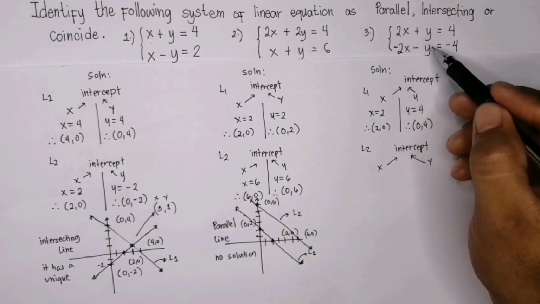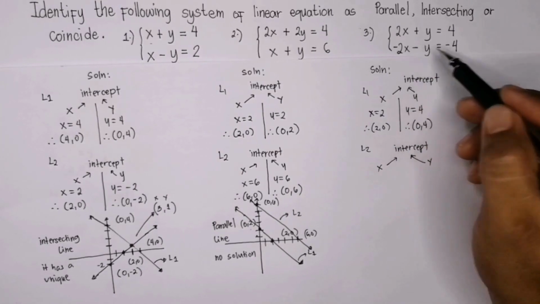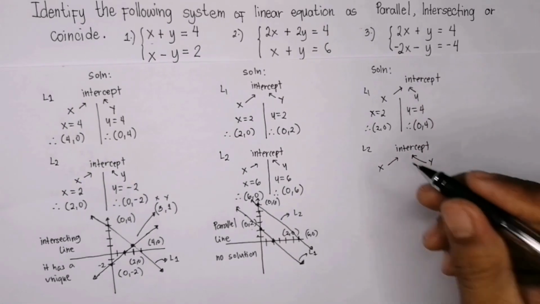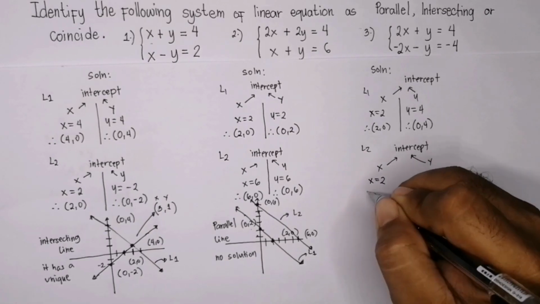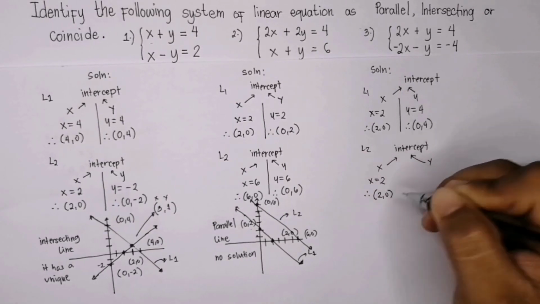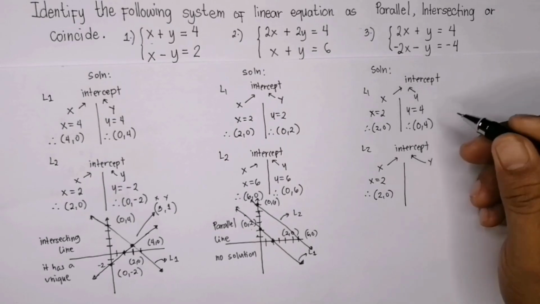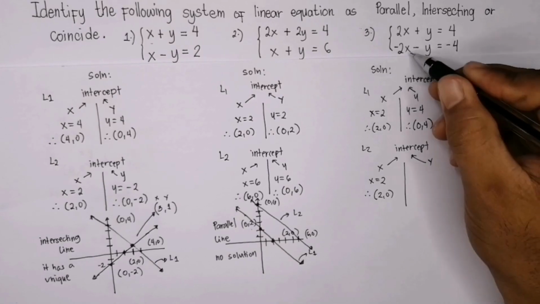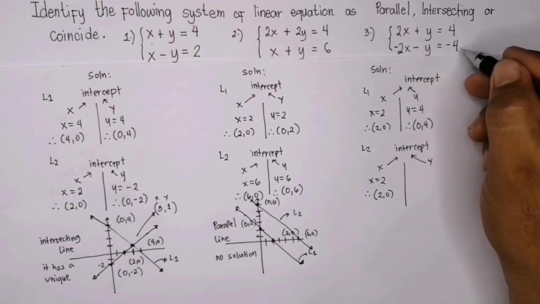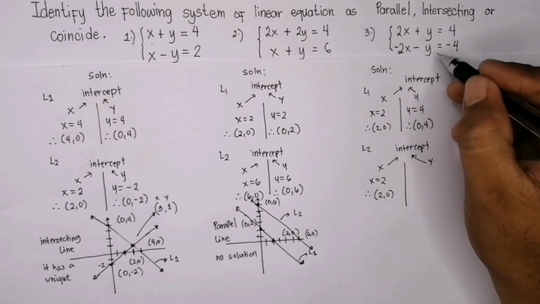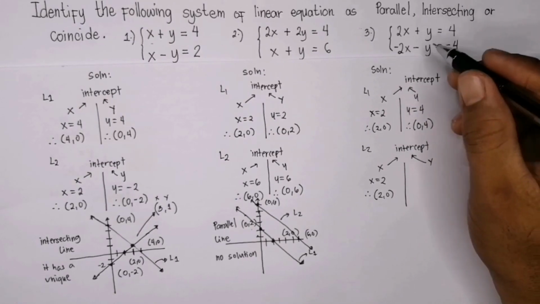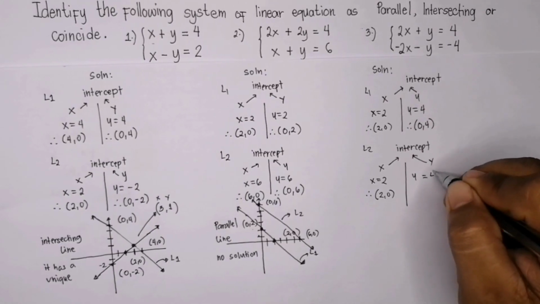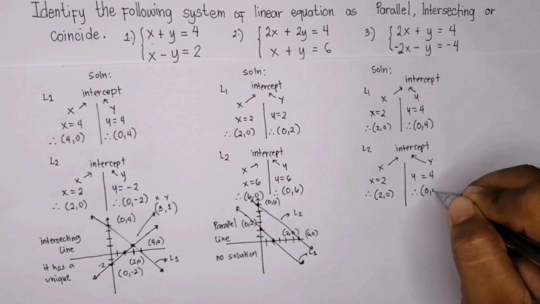So when the value of y is 0, negative 2x equals negative 4. Negative 4 divided by negative 2 is still positive 2. So we have x equals 2. Therefore, we have (2, 0). Next, same process for y. The value of x is 0, so negative y equals negative 4. Both are negative, so we multiply negative y times negative 1. That becomes positive y. Negative 4 times negative 1 becomes positive 4. So we have (0, 4).